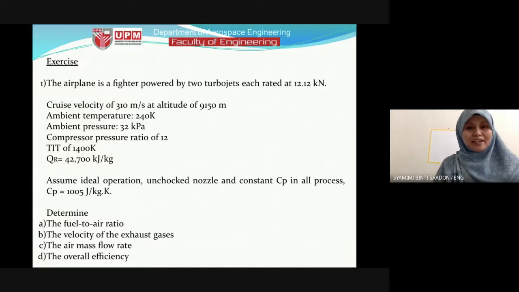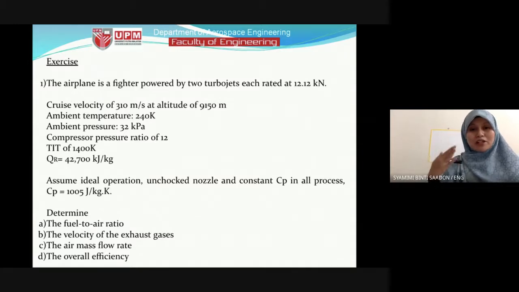The airplane is a fighter powered by 2 turbojets, each rated at 12.12 kilonewton. So the thrust force is 12.12 kilonewton, around 12,000 newton. Then we have the cruising velocity of 310 meter per second at an altitude of 9150 meter. Ambient temperature 240, ambient pressure 32, compressor pressure ratio of 12.